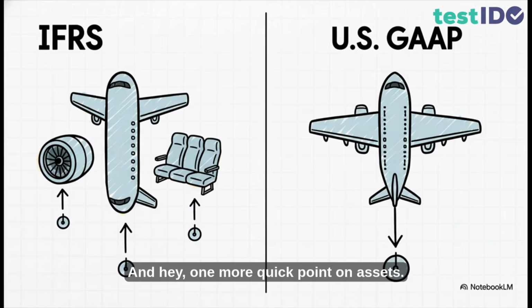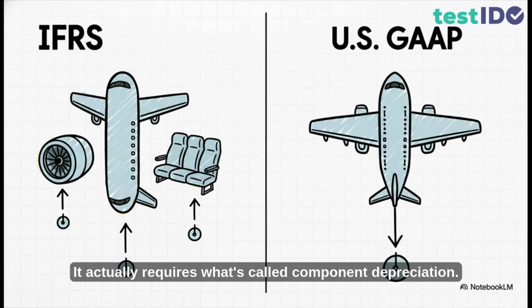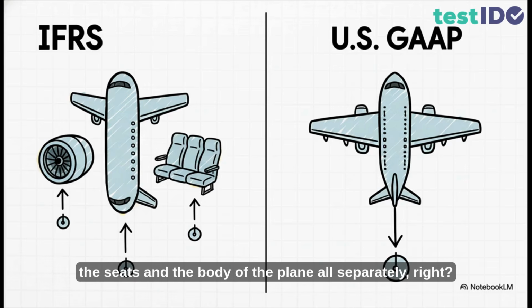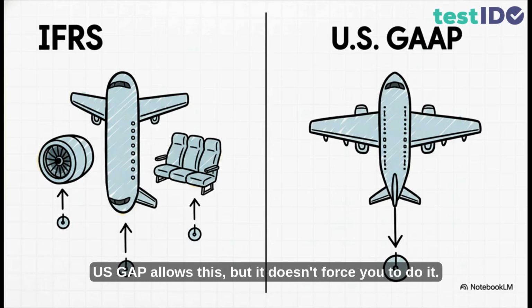And hey, one more quick point on assets. IFRS gets a little more granular here. It actually requires what's called component depreciation. The best example is an airplane. IFRS says you have to depreciate the engine, the seats, and the body of the plane all separately, right? Because they all have different useful lives. Now, US GAAP allows this, but it doesn't force you to do it.